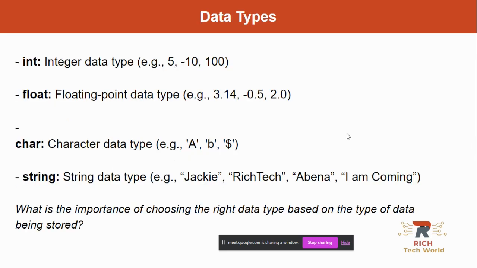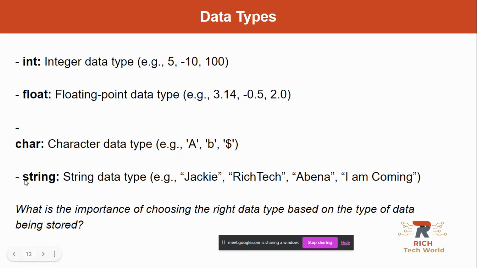Okay, so data types. For integer, examples are 5, minus 10, 100. These are negative or positive whole numbers. These are examples for you to understand them better. We also have floats, which are floating point data types, like 3.14, minus 0.5, 2.0. These are decimals too, and mind you, negative numbers are included. Then we have character, which stores single characters. We have A, we have B, we have this dollar sign. I want dollars in my account right now.